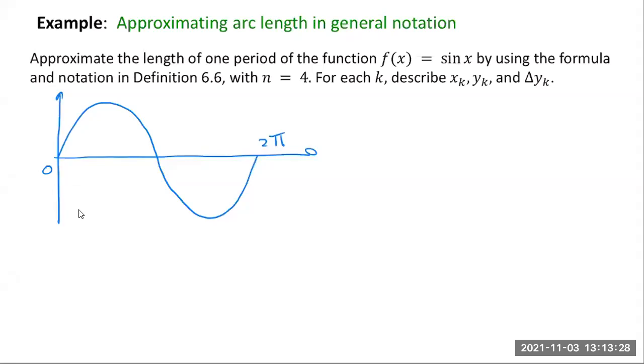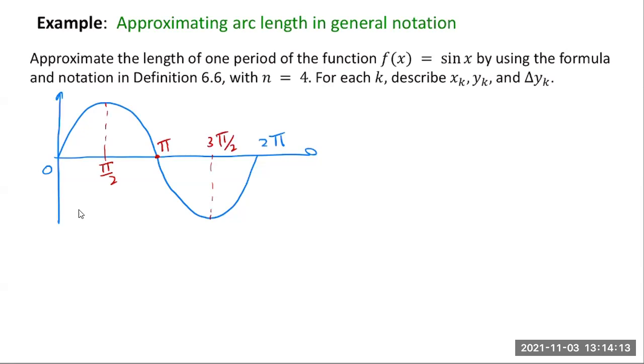First of all, notice that the graph of f of x equals sin x is drawn in a period, the period 0 to 2 pi here. This is the graph of sin x on the interval 0 to 2 pi. Notice that 2 pi is a period. We need to approximate the length of this arc on that interval using 4 subintervals, because n is equal to 4. So I'm going to divide this interval into 4 subintervals. This is pi over 2, this is pi, and this is 3 pi over 2.